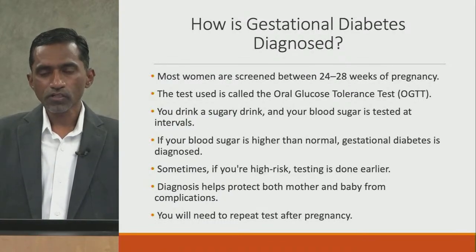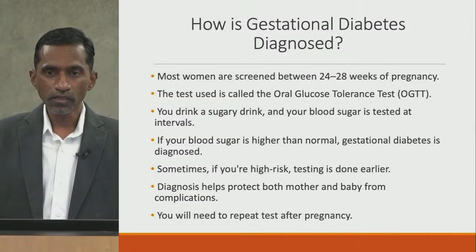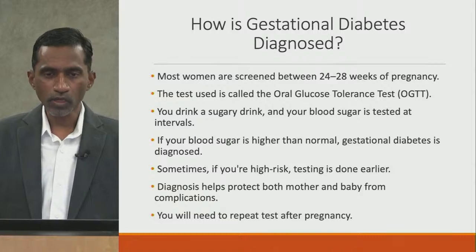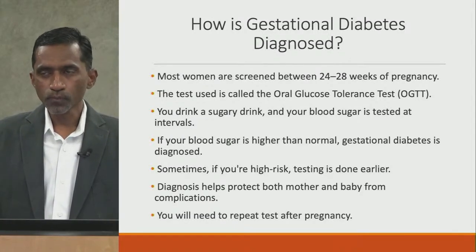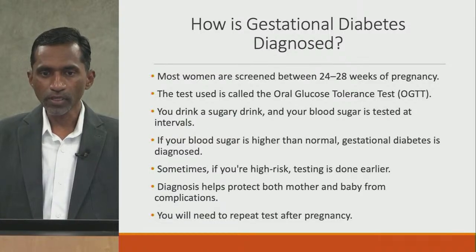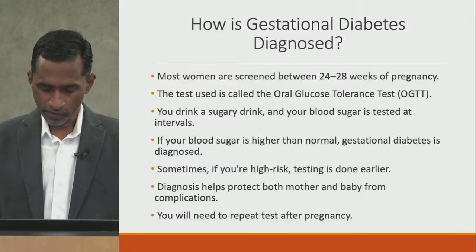Sometimes, as I said, if the risk factors are there, this test is done earlier. That is in the late first trimester, which is in the last part of the 12-13 weeks. Diagnosis helps to protect both mother and the baby from complications, and you'll likely need to repeat the test after the pregnancy, and that is usually recommended to the mother 6 weeks after delivery.